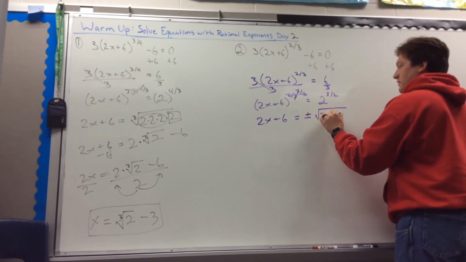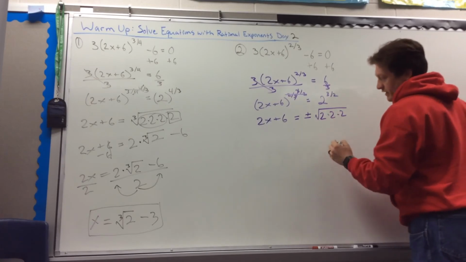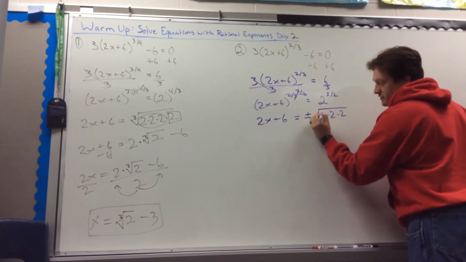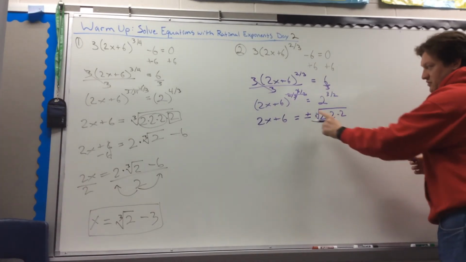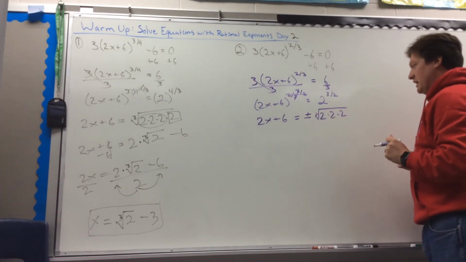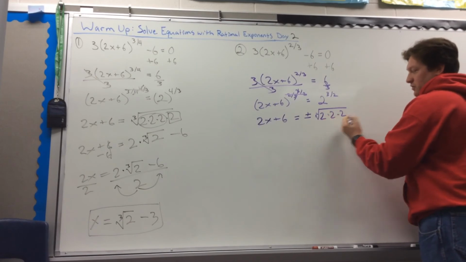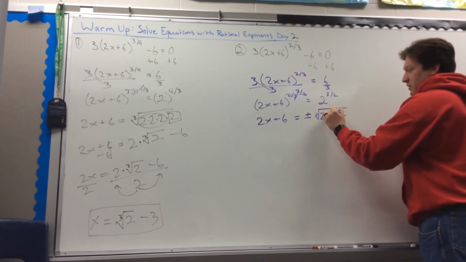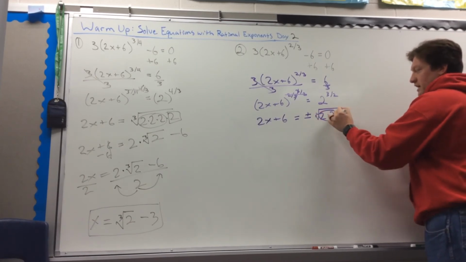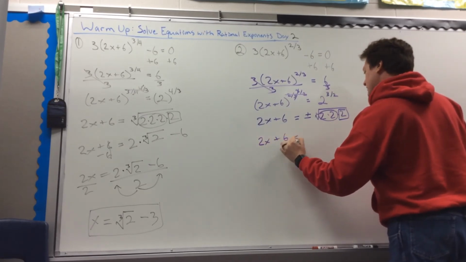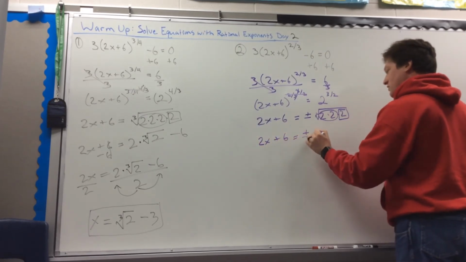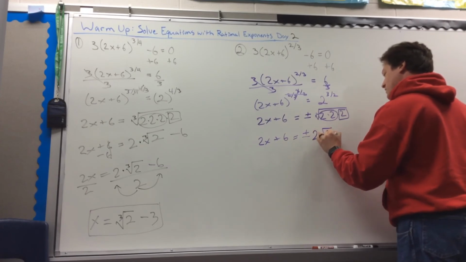of 2 times 2 times 2. Now I didn't put a 2 inside the square root because it's assumed, but if you want to write it, it doesn't hurt anything. It's just an assumed number that's supposed to be there. So let's simplify. We have 1, 2, 3 2s. We need to circle a pair to come out. 1 stays in. So I have 2x plus 6 is equal to plus or minus 2 square root of 2.